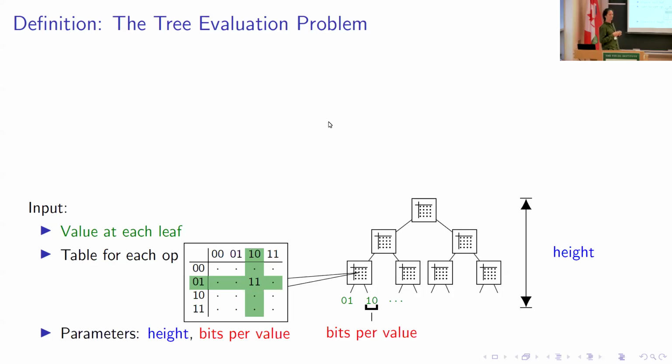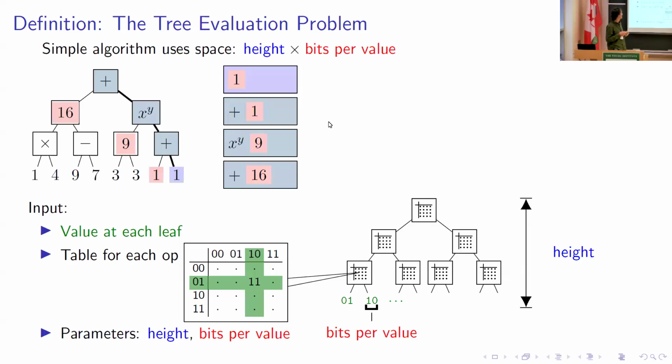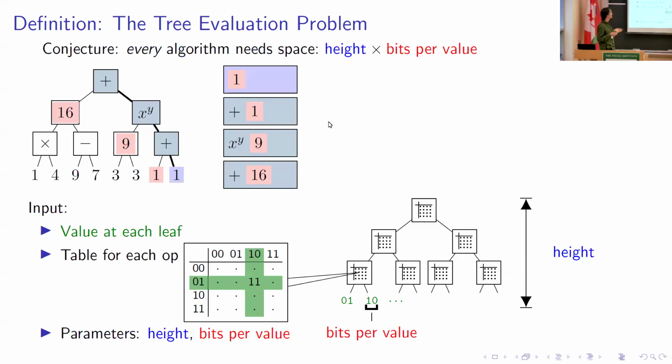There are two parameters for this problem. There's the height of the tree, and then there's the number of bits used to store each value in the tree, which is 2 in this case. So a quick reminder, the algorithm I showed you just a moment ago, the space it uses is the height of the tree times the bits per value parameter. And for a long time, it was conjectured that every algorithm needs to use at least this much space.